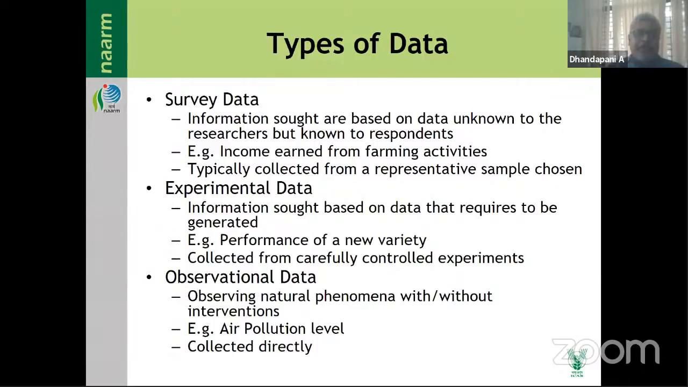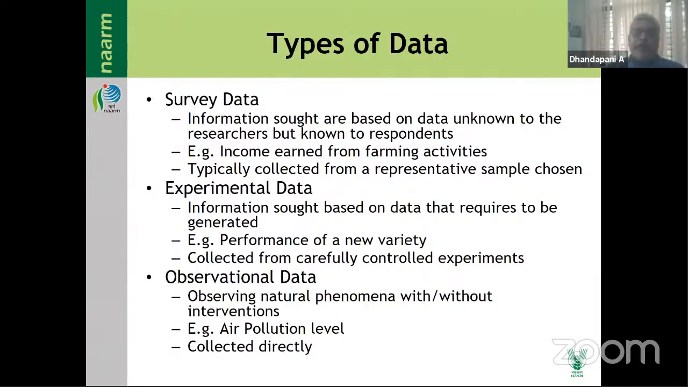A survey data is something where we require some information. We want to have this information as a researcher, but we don't know it. For example, I want to know how much income is earned by farmers from farming activities. Now, this information is known to the farmers. Suppose I'm interested in a particular geographical area, each farmer or each respondent knows how much they earn from farming activities. But we don't know.